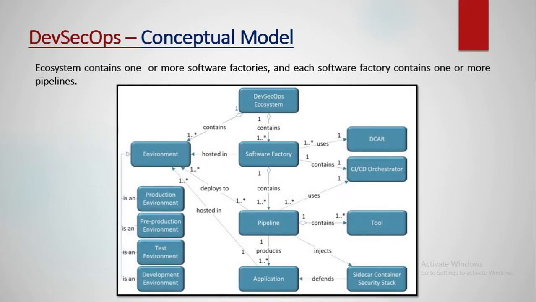Considering the conceptual model, DevSecOps contains one or more software factories, and each software factory contains one or more pipelines. This diagram shows that each software factory contains only one continuous integration and continuous development orchestra. Okay, that's all about the conceptual model of DevSecOps. We will move to the next slide.